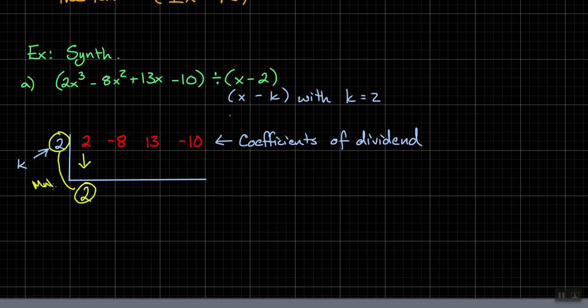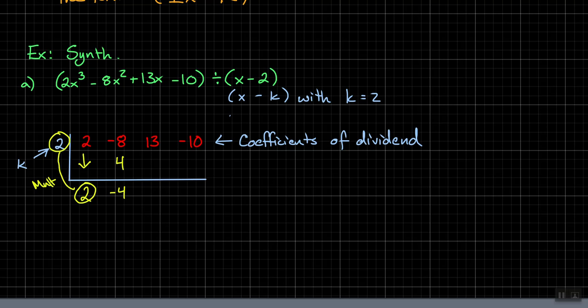multiply. So what's 2 times 2? 4. I'm going to write that result right here. Anybody remember what happens next? Almost. Opposite of that. Now add straight down. Negative 8 plus 4. Negative 4. And we are adding straight down.